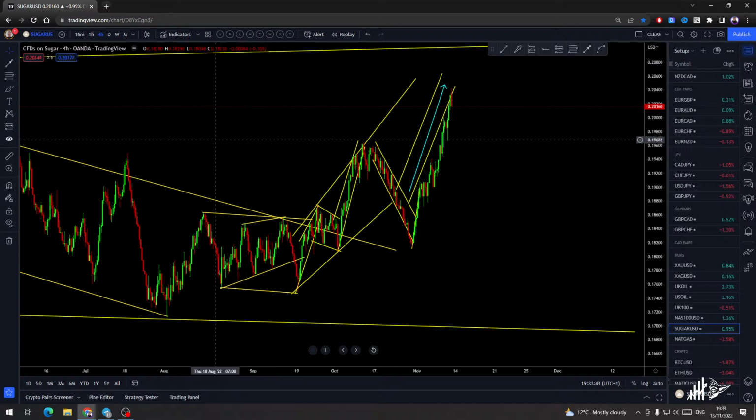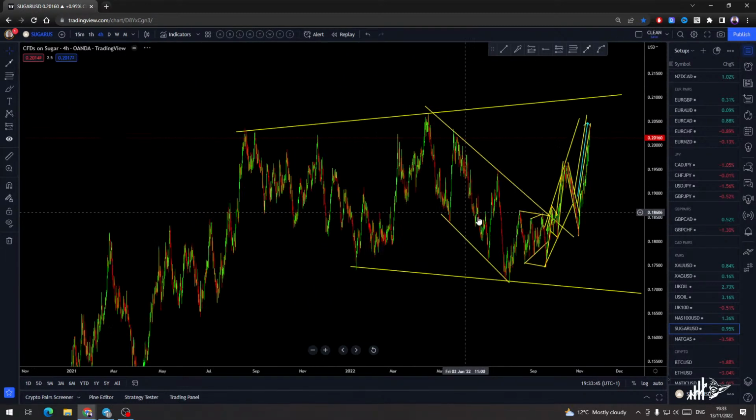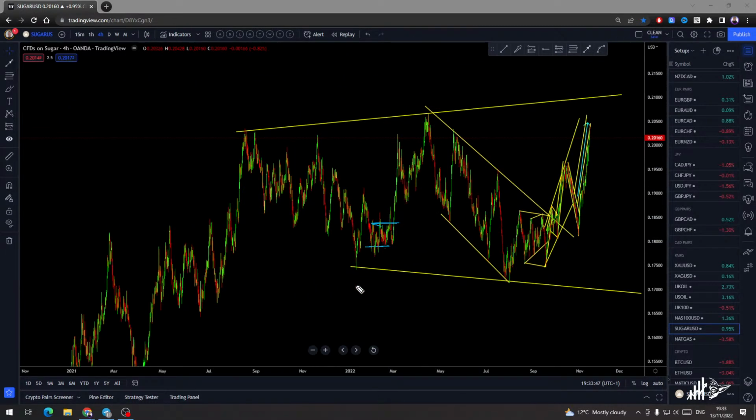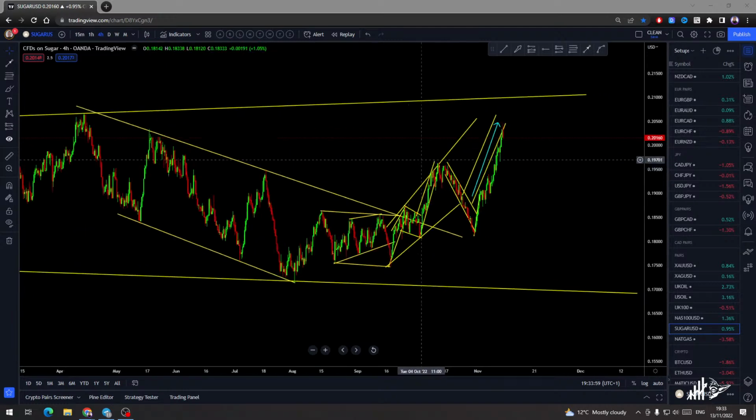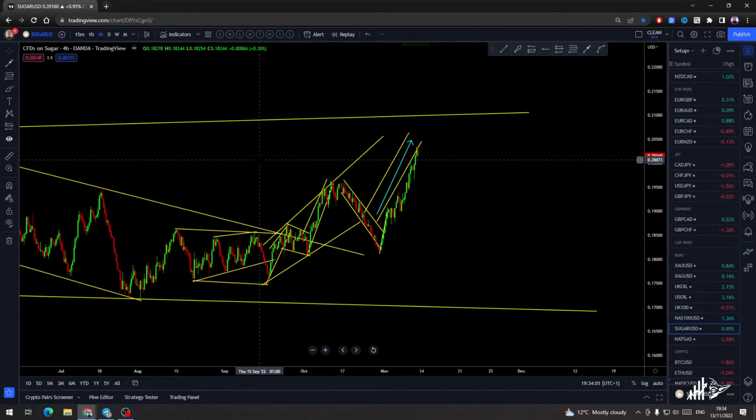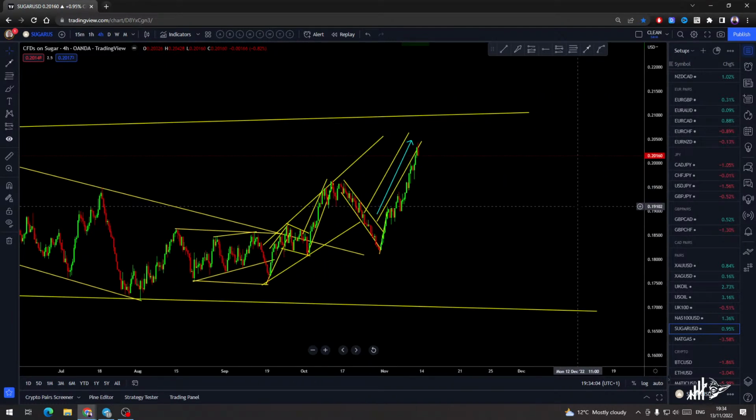If you are trading these corrections, you're doing something wrong. You have to be focused on these fast movements and then these. This is what you can trade. So make sure you understand where you're trading, what you are trading, and so on.